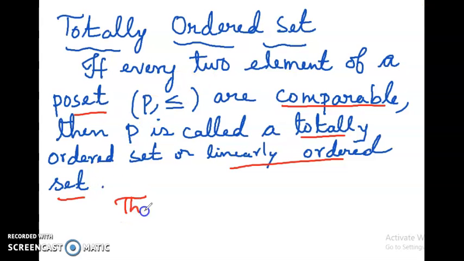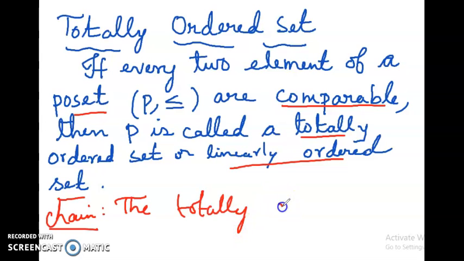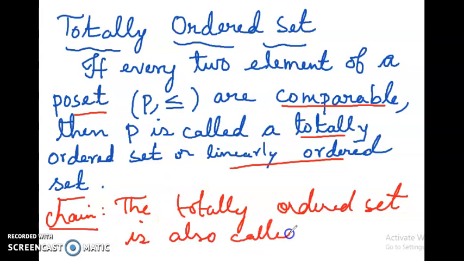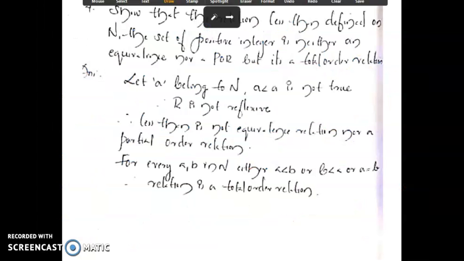The totally ordered set is also called a chain. That means in a chain every two elements are comparable.